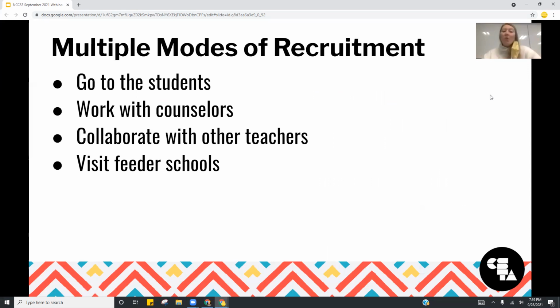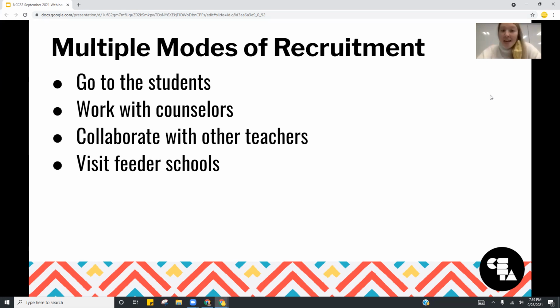All right, so in order to do this, I'm going to talk through 4 modes of recruitment. The first one, I'm going to actually switch this around. The first one is to work with counselors. I totally agree with you, Bobbi-Jo. Working with counselors is a wonderful mode of recruitment. It's low effort on your part because somebody else is doing a lot of the work of talking with the students. We're going to go to the students. So there are ways that we can connect with as many students as possible. We're going to tap into the other teachers at our school and collaborate with them in order to identify students who might like or be successful in CS.